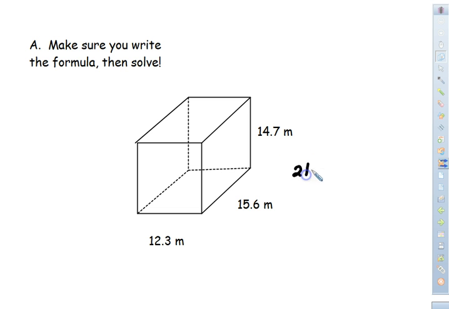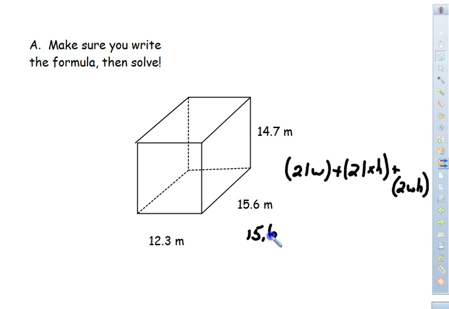It was 2 times length times width plus 2 times length times height plus 2 times the width times the height. Okay, so let's plug that in. So my length would be 15.6, my width would be 12.3, times, and again we're multiplying that by 2.